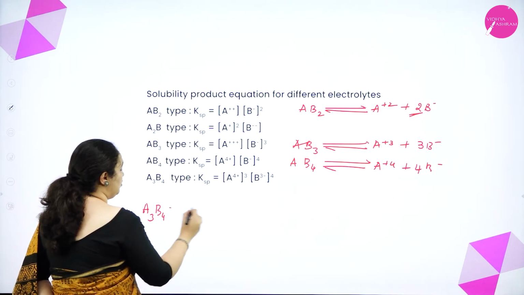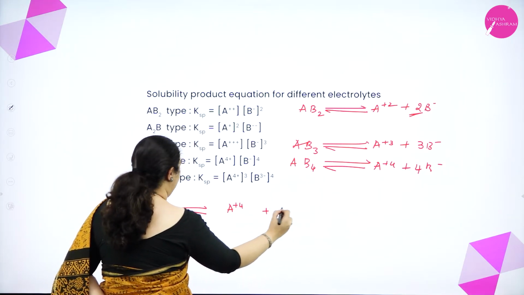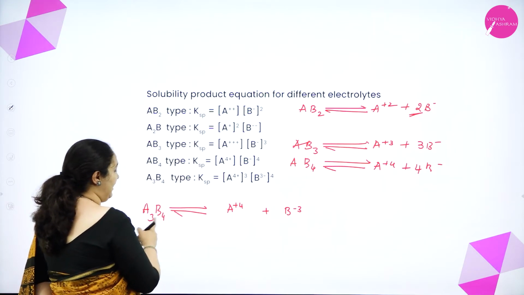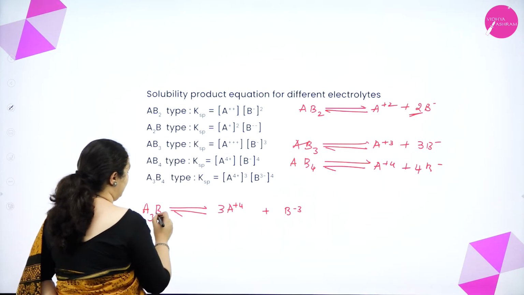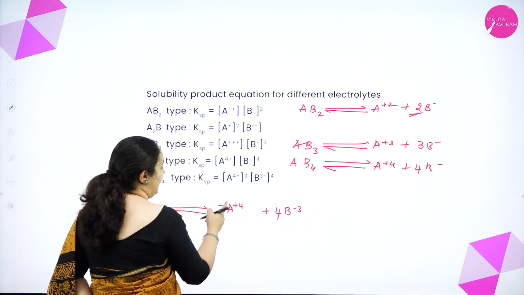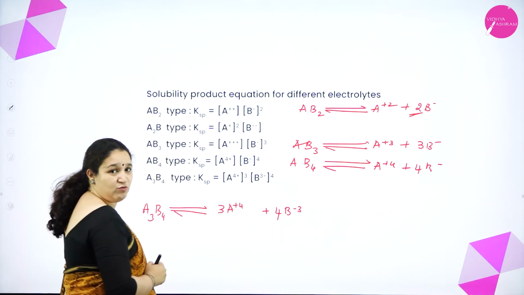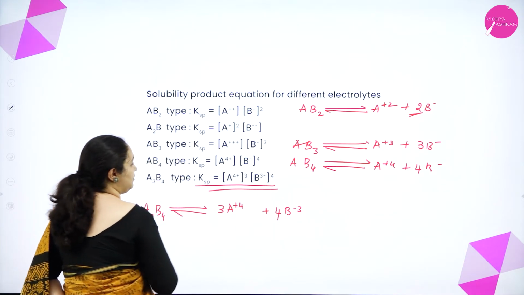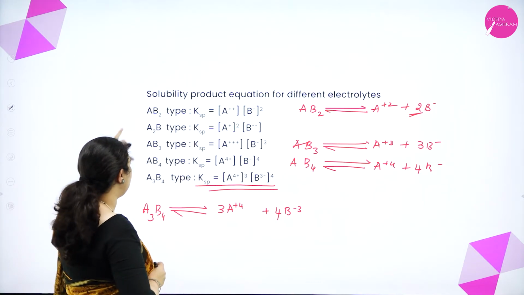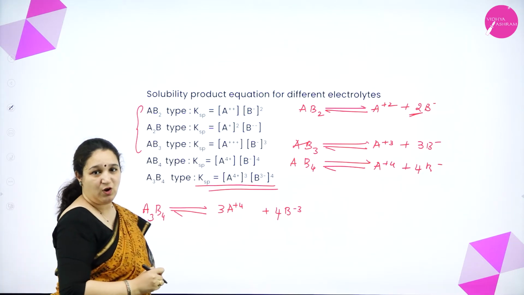So, you are going to get A plus 4 and B3 minus ions. But how many of A plus 4 do I have? 3. B3 minus, I have 4. So, for this, A plus 4 to the power 3, B3 minus to the power 4. This is the solubility product. So, you need to know how to write the solubility product of at least the first 3 types. These 3 types of salt.